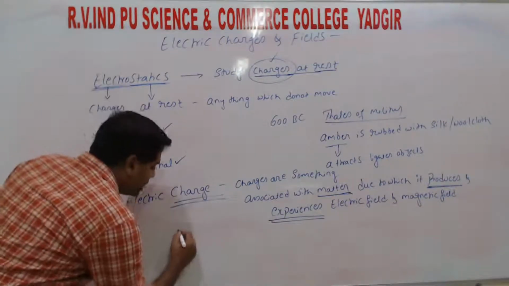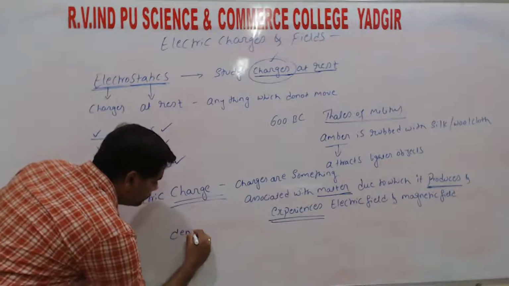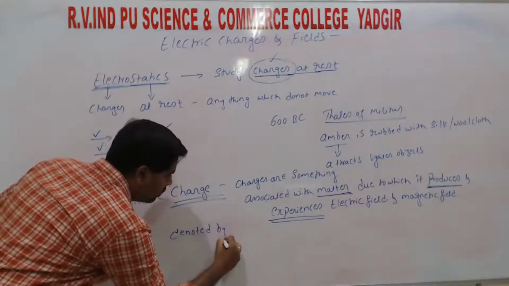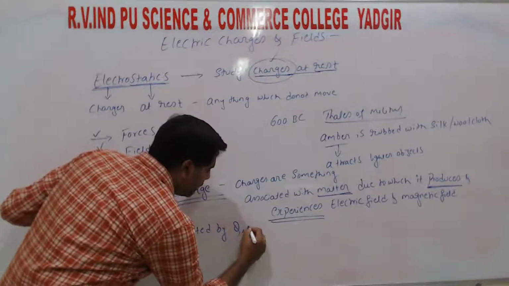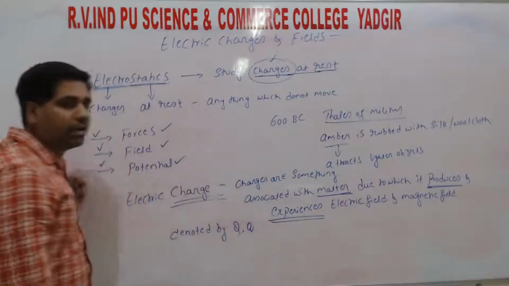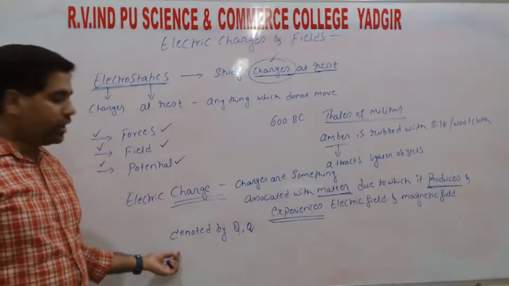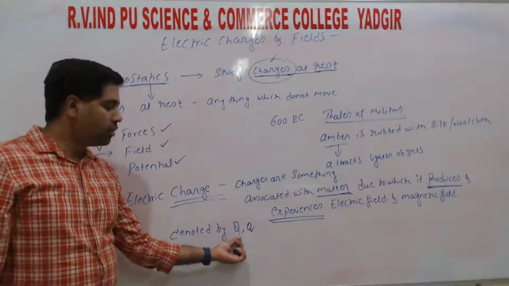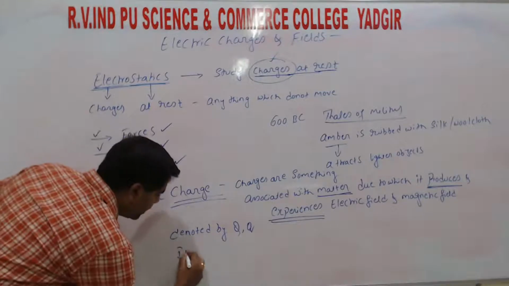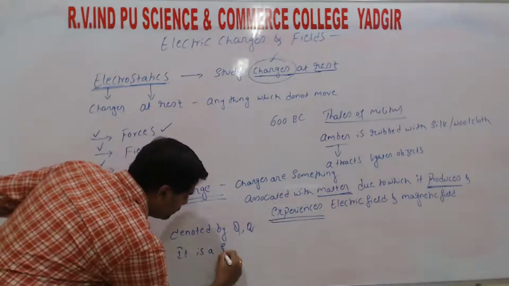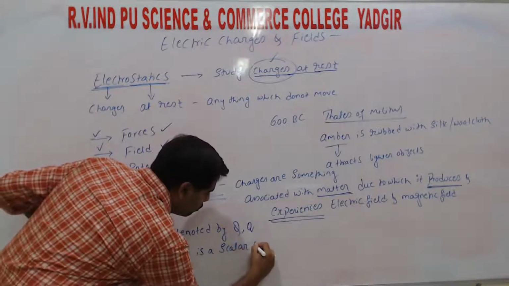Electric charge is denoted by Q, either capital Q or small q. So charges we denote by Q. Charge is a scalar quantity.